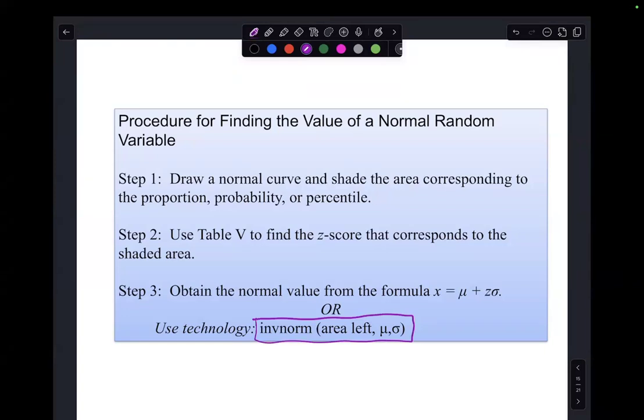It's located underneath normal CDF. You put in whatever the area to the left of your value is, and then the mean and the standard deviation. So you can find it as a z-score if you want. Now, if you're using the table, you're going to need to work backwards from the z-score. Or if you're using your calculator, it'll just give you the data value. I highly recommend just using your calculator, but I'll show you both ways, of course. All right, so let me move on over.